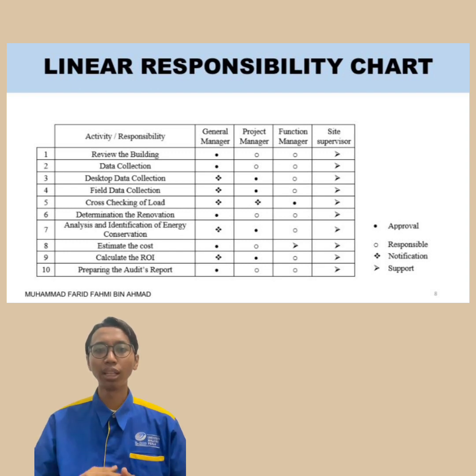It can be used to identify overlaps or gaps in the responsibilities, as well as to ensure that everyone understands the dependencies and interdependencies of the tasks for which they are accountable. The table shown in the slide is the linear responsibility chart. Based on the table, we can see that different activities require different responsibilities. Most of the time, the general manager is responsible for approval.